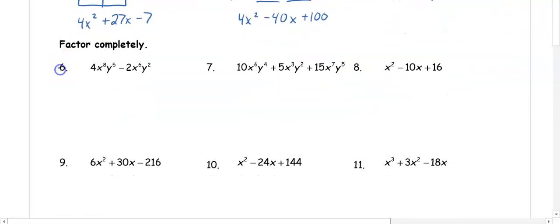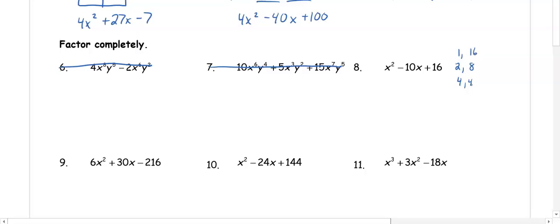Factor completely. So we're going to skip number 6 and number 7 and go right to number 8. In number 8, we have x squared minus 10x plus 16. Numbers that multiply to 16 are 1 and 16, 2 and 8, 4 and 4.